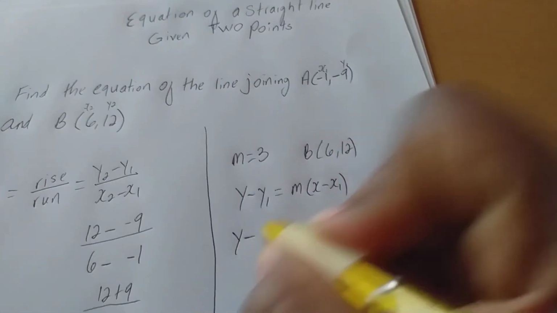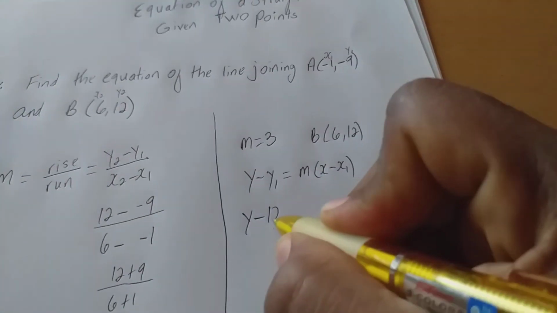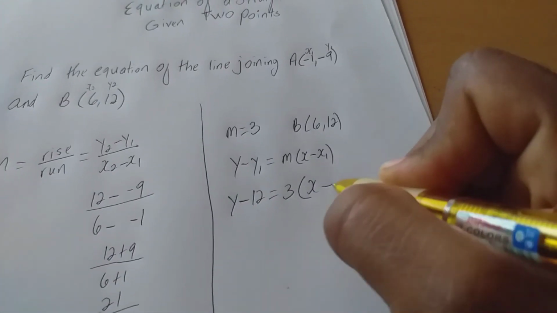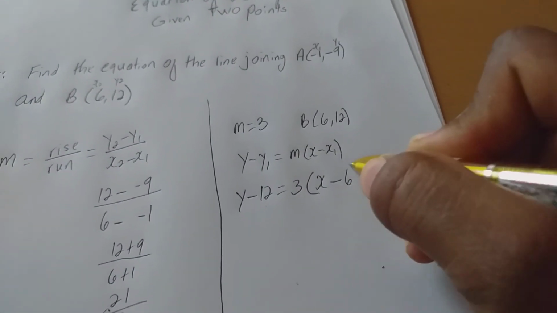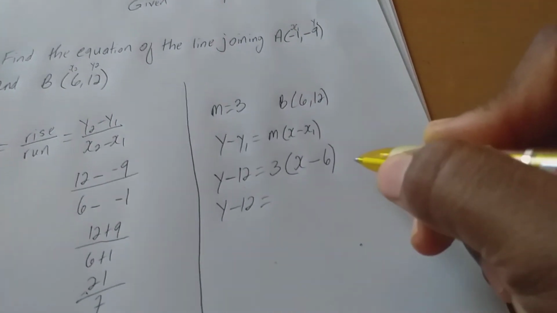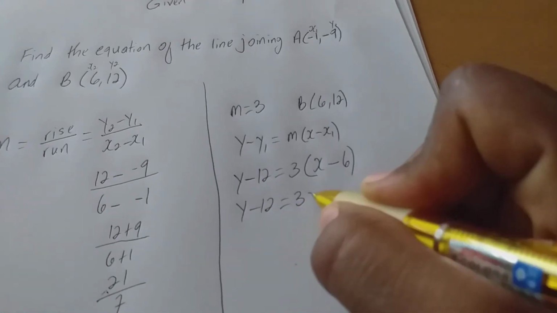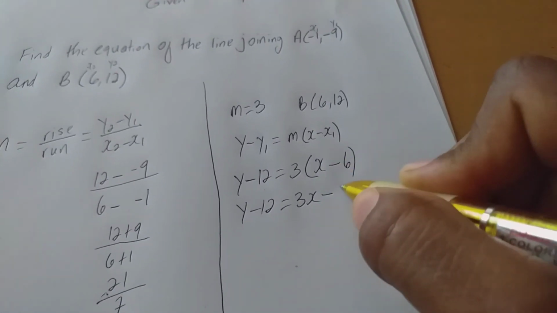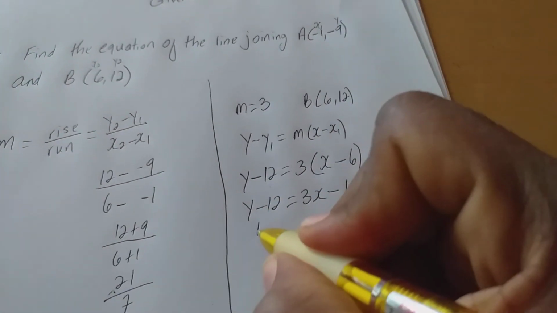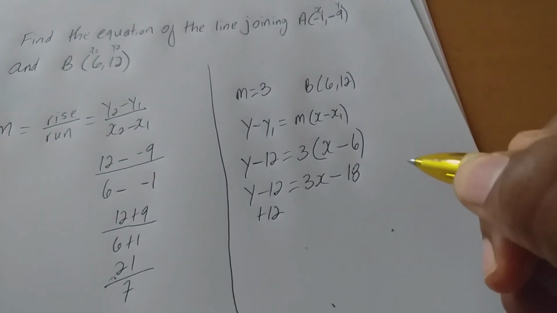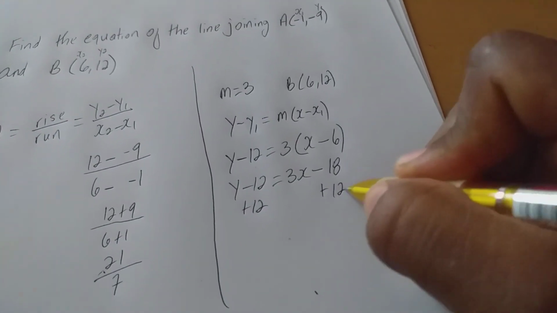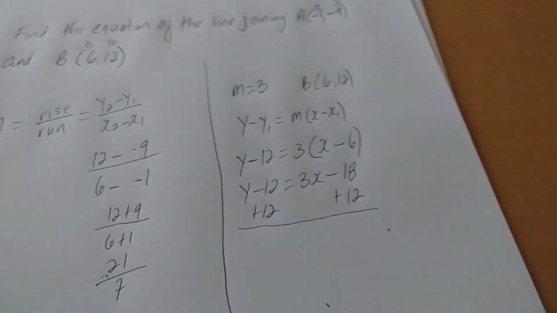So it is y minus y1, which is 12, is equal to 3 times x minus x1, which is 6. So this becomes y minus 12, and I expand using the 3, becomes 3x minus 3 times 6, which is 18. Now to reverse the subtraction, I am going to do an addition. So the reverse of subtracting 12 is to add 12. And whatever I do to one side, I do to the other.